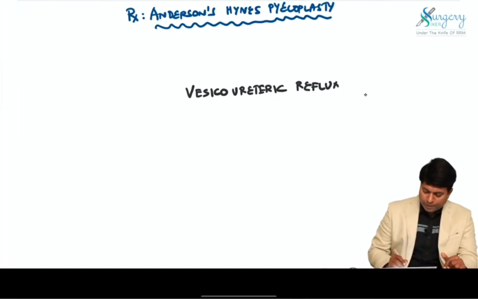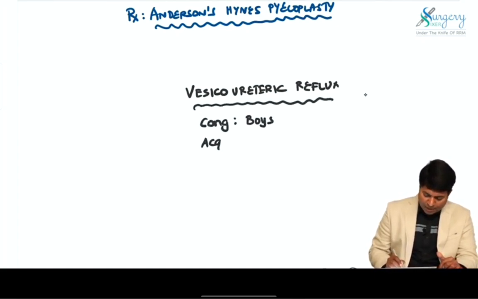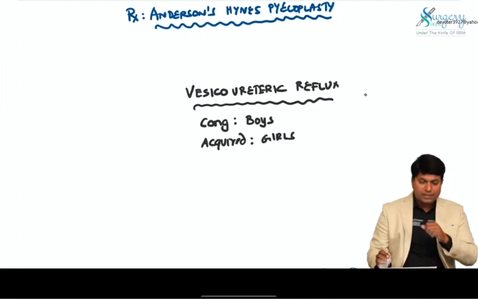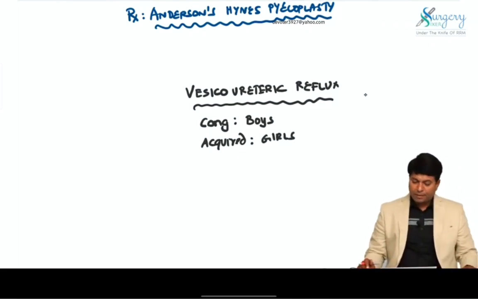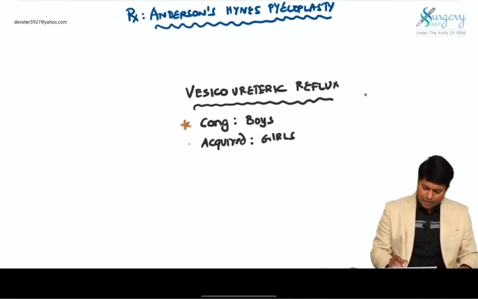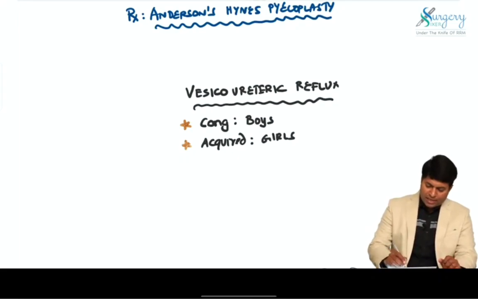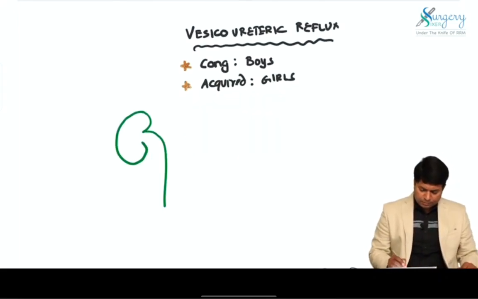As I already told you, it is congenital or acquired. Congenital is most common in boys. Acquired is most common in girls, usually following a recurrent urinary tract infection. So it is most common in boys congenitally, and acquired is common in girls. And what is the reason for this? It is the same as GERD.